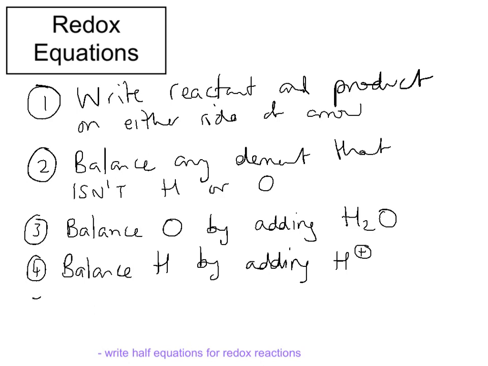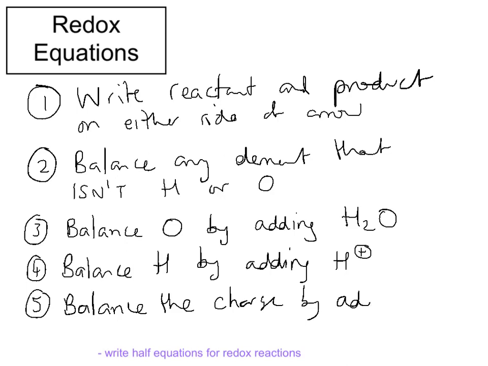The fifth step is to balance the charge by adding electrons. Now remember, electrons are negatively charged, so they're going to cancel out any positive charges you might have. All you've got to make sure that you do is to balance the charge so the charge is the same on both sides. They don't have to be zero on both sides, they just have to be the same on both sides, and we'll see that in action in the next slide.